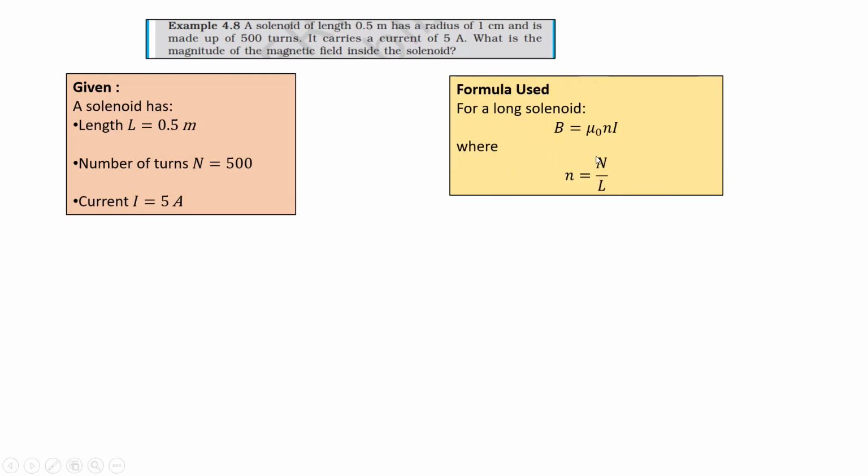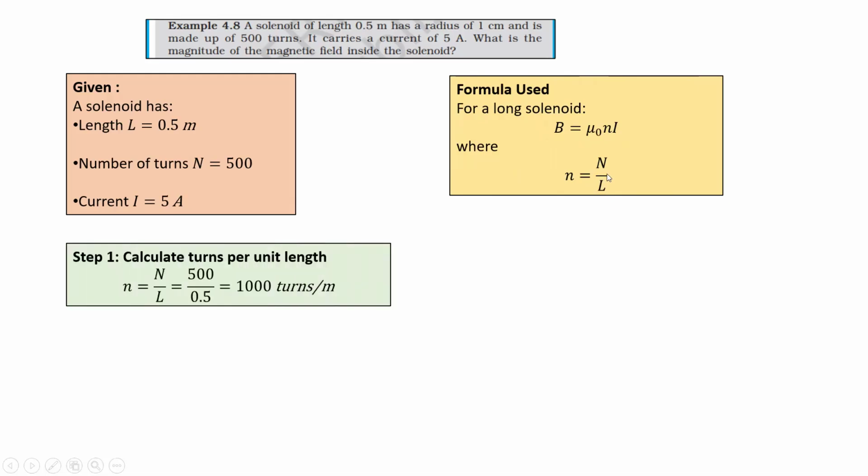What is small n? Small n is number of turns per unit length. Capital N is number of turns. Small n is number of turns per unit length. First, we'll find out number of turns per unit length. That is 500 by 0.5, 1000 turns per meter.